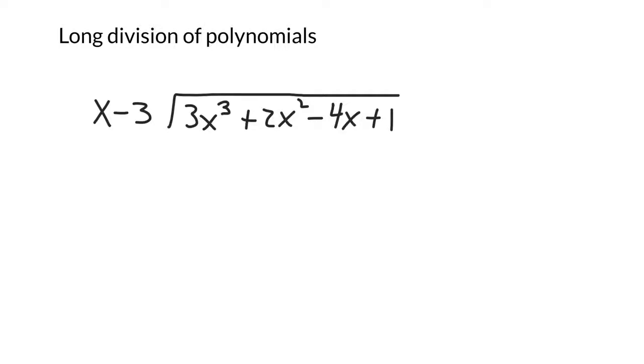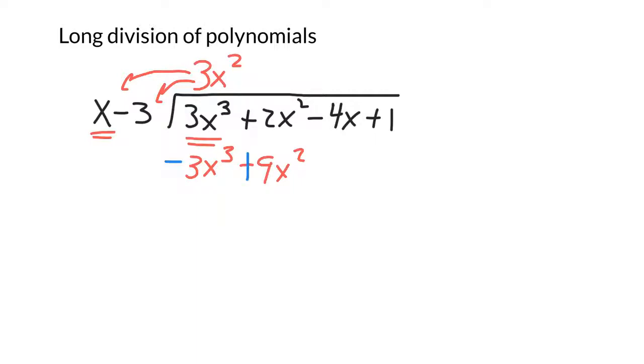The way we'll do that here is we'll ask ourselves, what do we take x times to get 3x cubed? And that would be 3x squared. Then we take 3x squared times x and get 3x cubed. And we take 3x squared times a negative 3 and get negative 9x squared. Now at this point we will subtract, but I would encourage you to think about this as change the signs and add down. So when we add 3x cubed to negative 3x cubed, we get 0x cubed. When you add 2x squared to 9x squared, you get 11x squared.